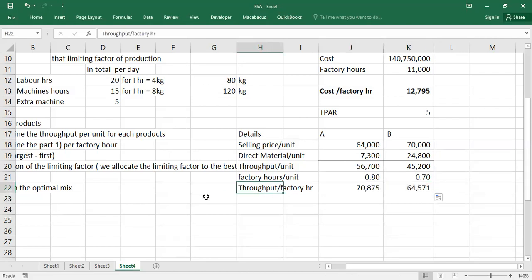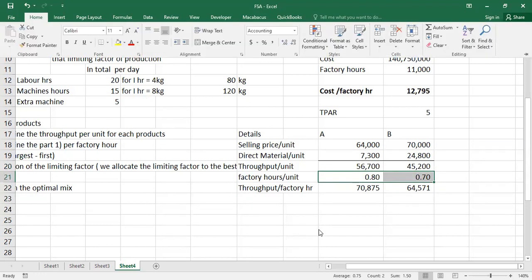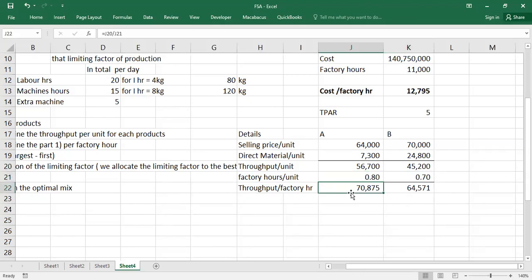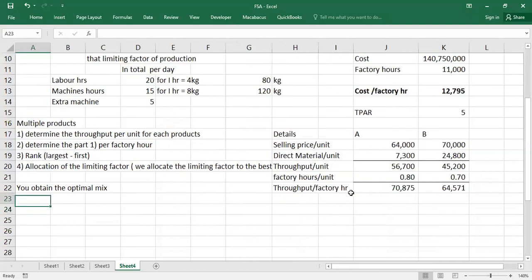I hope we're together. This one already talked about it. Throughput per factory hour is given by either total throughput divided by total factory hour, or throughput per unit divided by factory hour per unit. So I'm using the latter, which is this. Someone should mute. There's someone who's not muted. Please mute. So that is it. That is step 2.